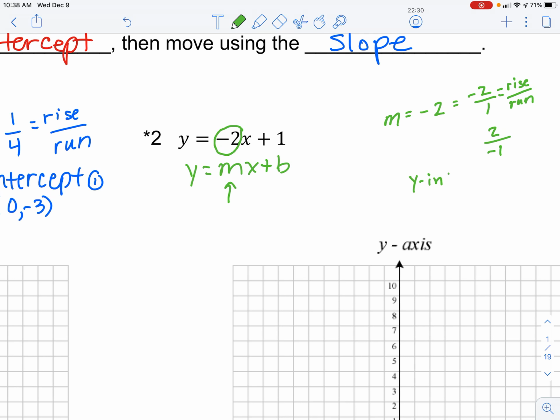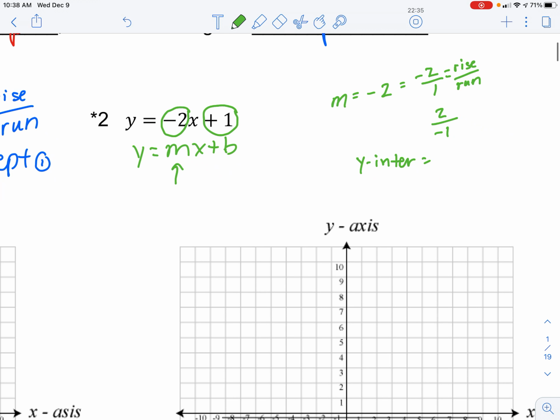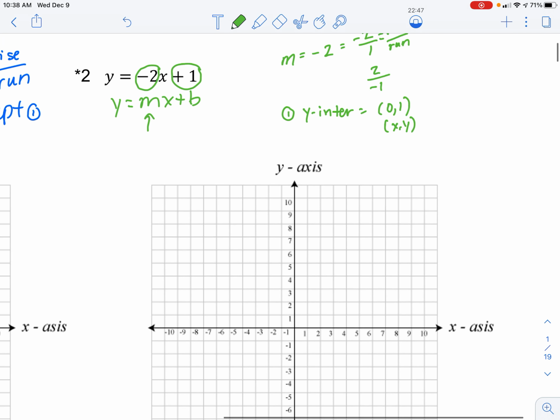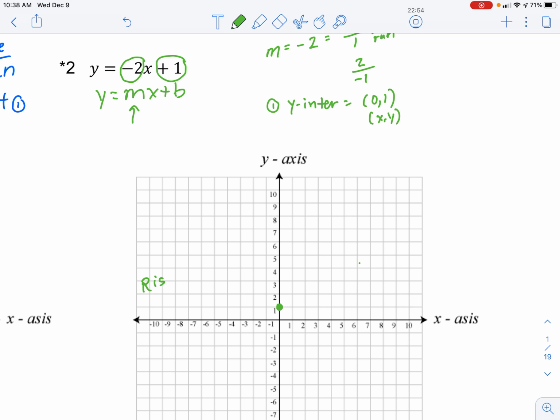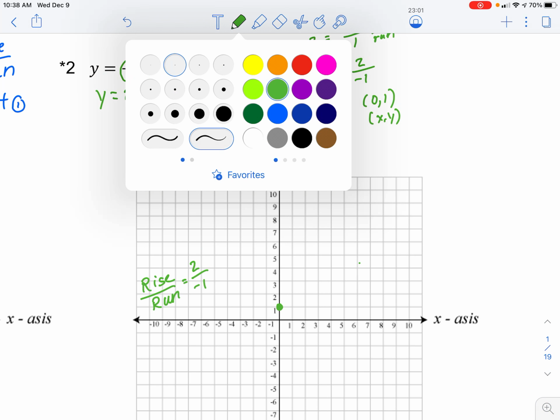Okay, what is the y-intercept? The y-intercept is this right here. And remember, it's going to be on the y-axis, and we use that one as the y value in this ordered pair. So the first thing we start with is we graph the y-intercept at 0, 1. So let's go do that. Here's my y-intercept, and from there, I'm going to use my slope, which remember is rise over run, and I'll go ahead and leave it with the negative on the bottom.